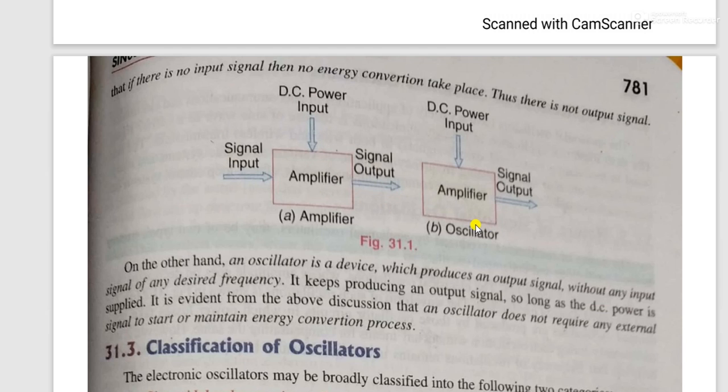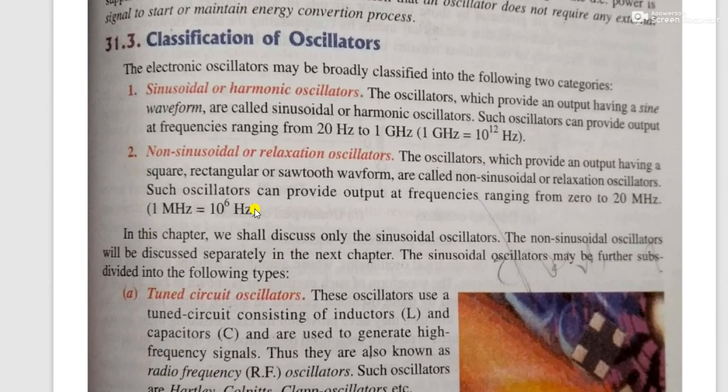But in the case of an oscillator, there is no need for an input signal. Only the DC bias is applied and it itself generates a signal output. It means an oscillator is an amplifier without an applied input signal. An oscillator is analogous to an amplifier. If we do not apply an input signal, we still get an output signal with the help of DC power input.